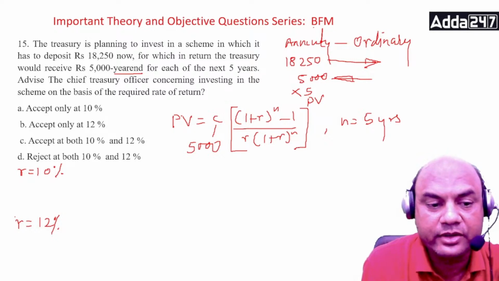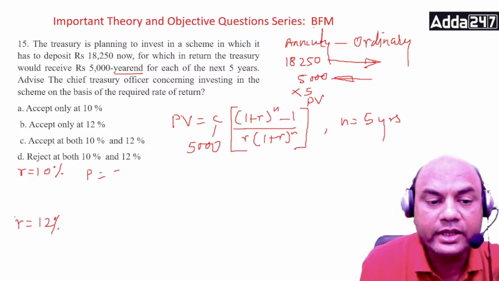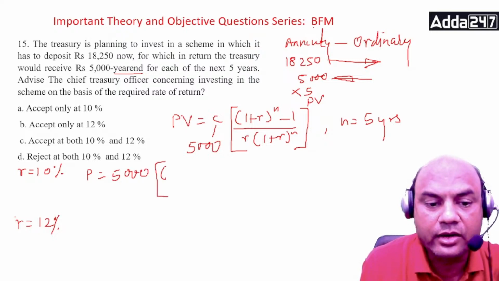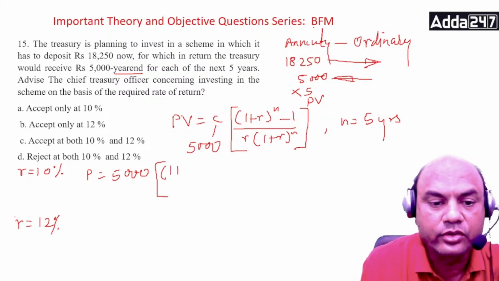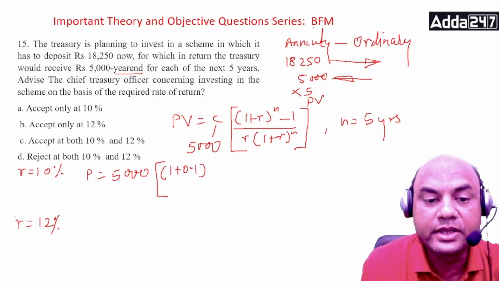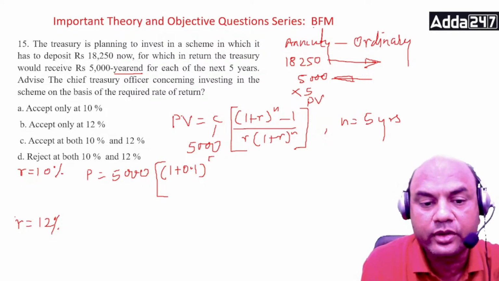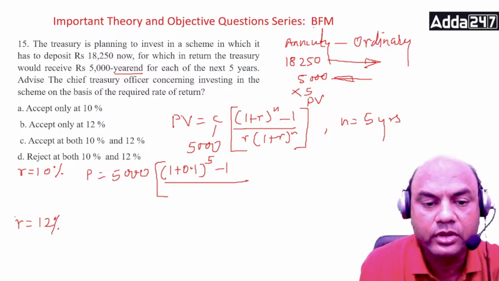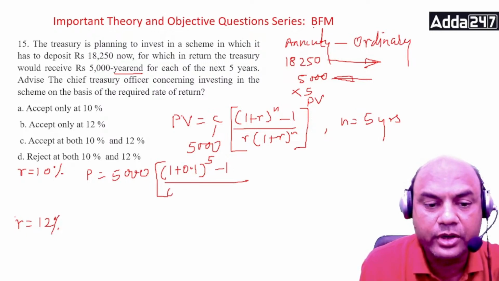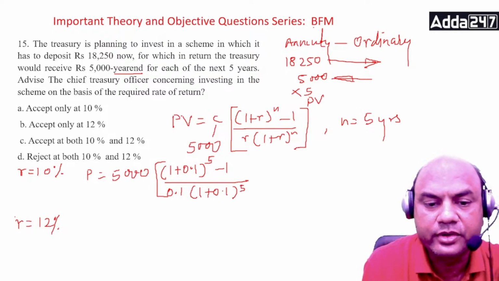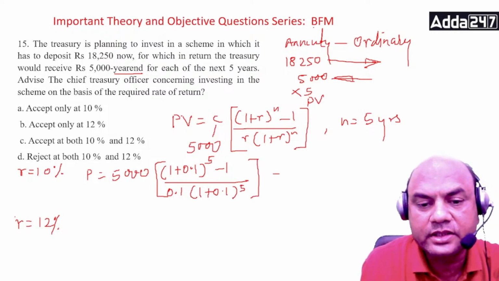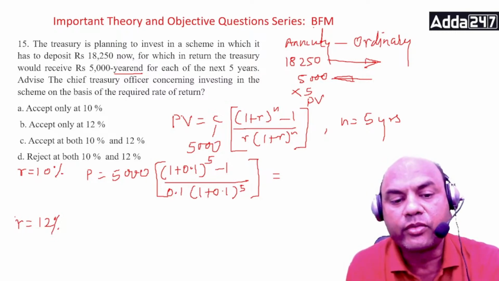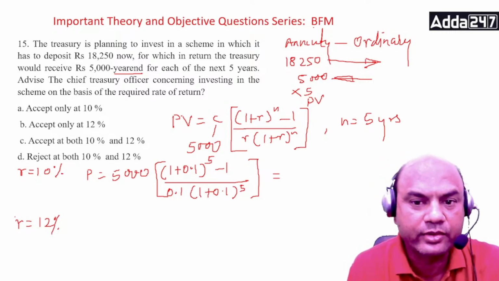So let's write this: present value equals 5,000 into, I'll do it for 10% first, (1 plus R), what is R? Let's take 10, so 0.1. 10 means 10 upon 100. So (1 plus 0.1) raised to 5, minus 1, the whole upon R, which is 0.1, into, again the same over here, (1 plus 0.1) raised to 5. So what is the answer now? Find out the answer for this. Use the calculator. Everyone try with the calculator.